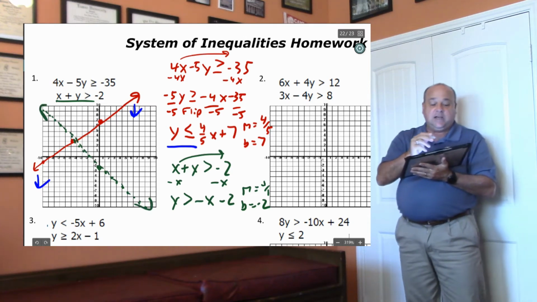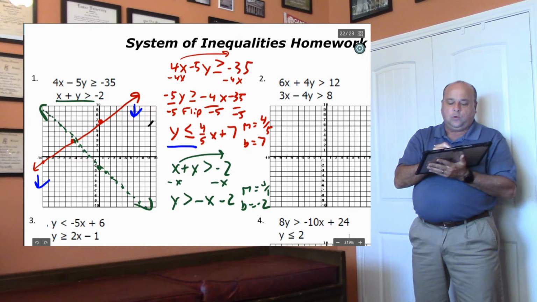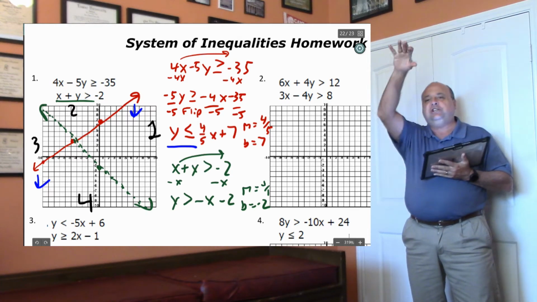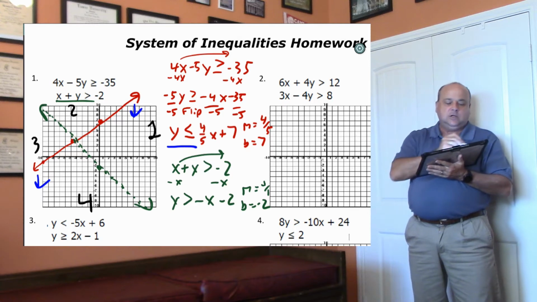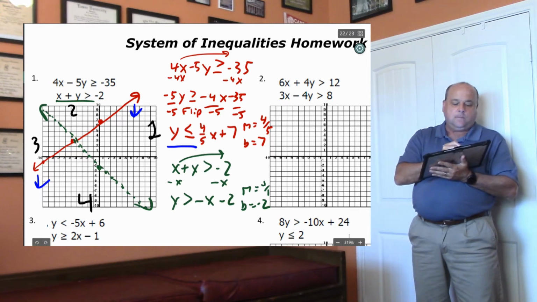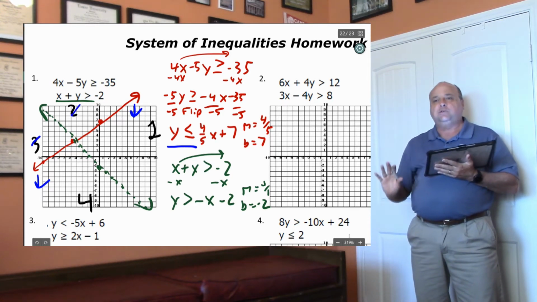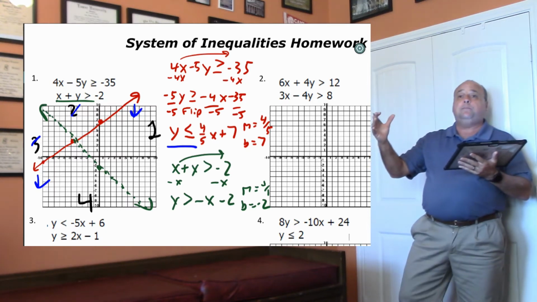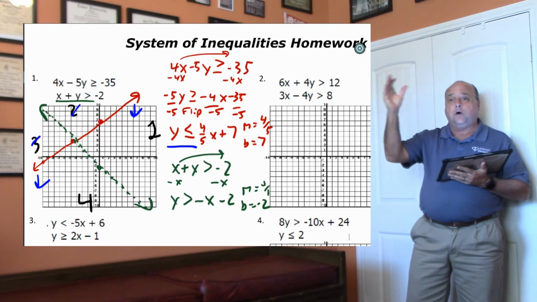And now then we're going to number this. So number 1, 2, 3, 4. We have to shade down from the red line, don't we? So that is going to eliminate part 2 and part 3, because part 2 and part 3 are above the red line, right? So now the only possible choices are part 1 and part 4.